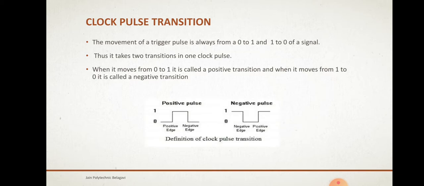You can observe the diagram here. When it is moving from 0 to 1, we call it a positive edge or a positive transition. When it is moving from 1 to 0, we call it a negative transition. Negative pulse and positive pulse are shown here.